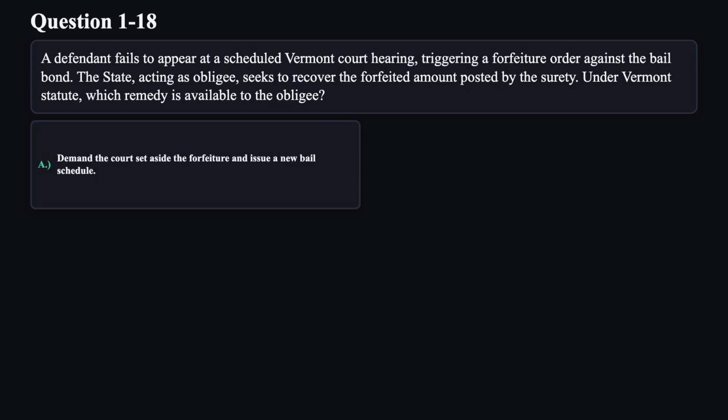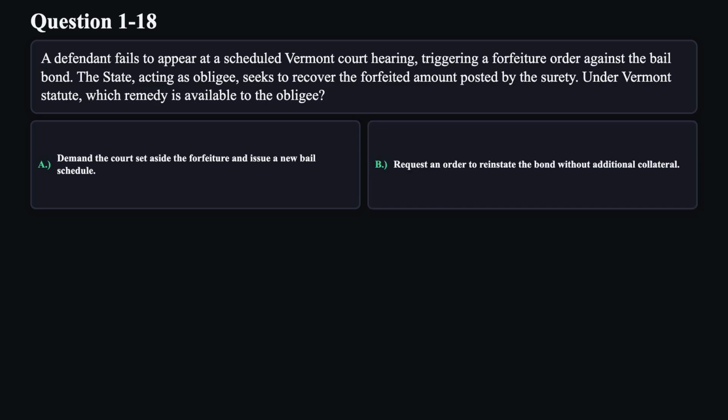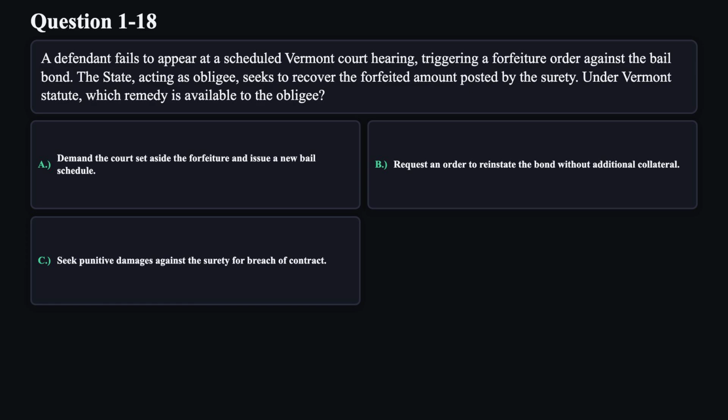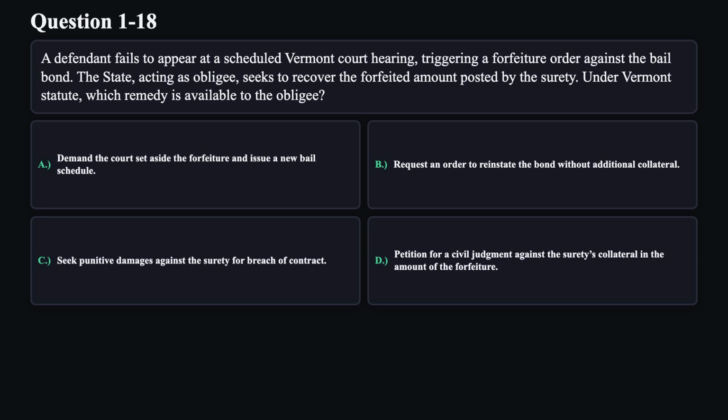A. Demand the court set aside the forfeiture and issue a new bail schedule. B. Request an order to reinstate the bond without additional collateral. C. Seek punitive damages against the surety for breach of contract. D. Petition for a civil judgment against the surety's collateral in the amount of the forfeiture.